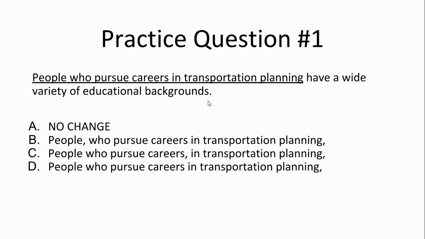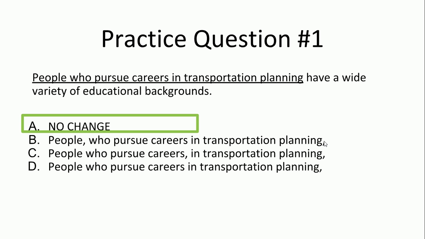What do you think the correct answer is? Here it happens to be A, no change. Let's go through why the other answers are incorrect. B, people who pursue careers in educational planning.